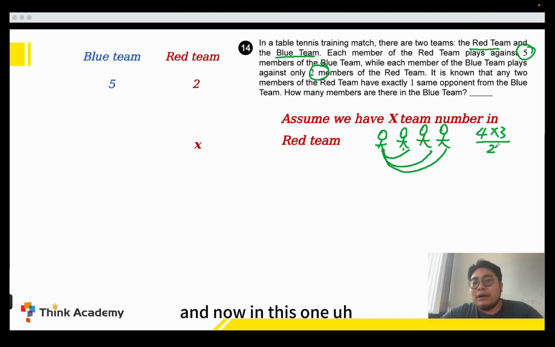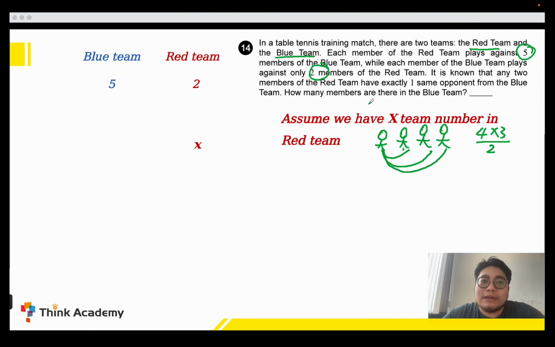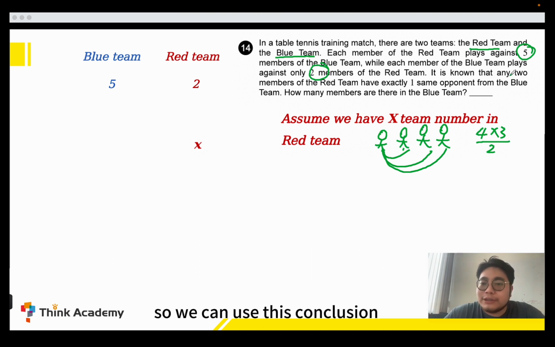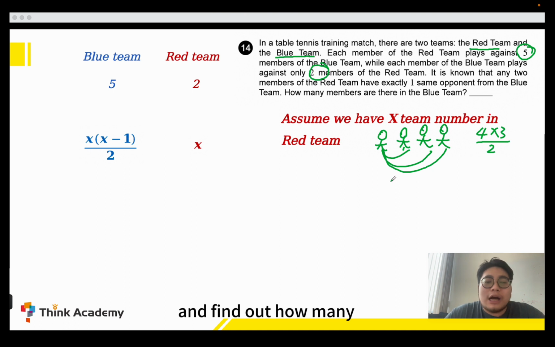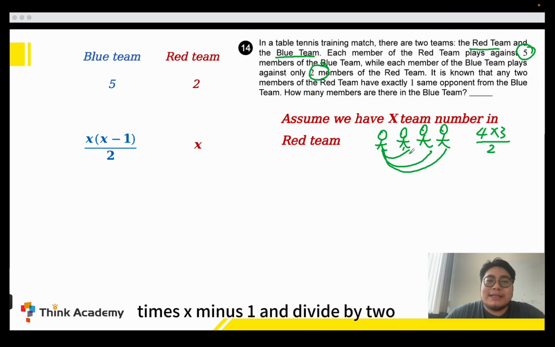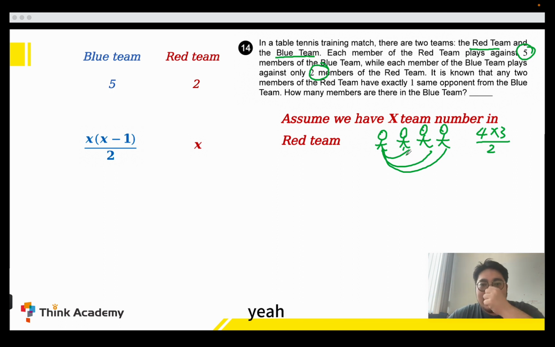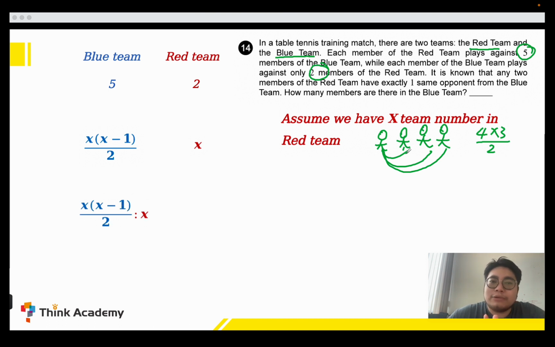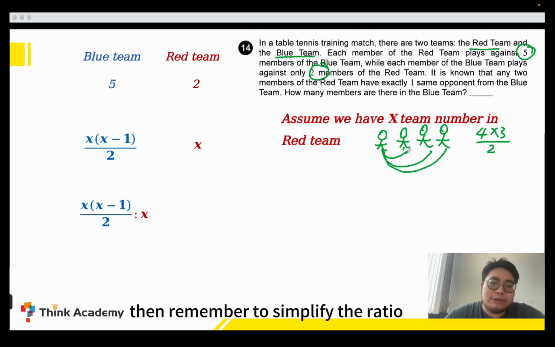Now in this one, we assume the red team has X members, and we know any 2 members of the red team have exactly one same opponent from the blue team. So we can use this conclusion and find out the number of people in blue team is X times X minus 1 and divide by 2. Yeah, it's very easy. And we can calculate the ratio of blue team to red team. Use X to represent it: X times X minus 1 divided by 2, to X. Then remember to simplify the ratio.